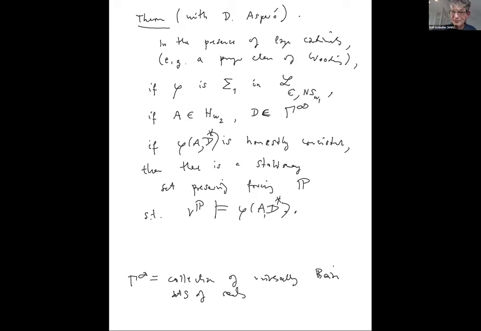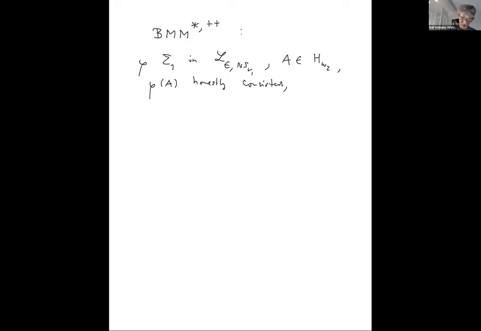And what's the point of this whole thing? Let me introduce, so now we turn to forcing axioms and star. Let me introduce the following forcing axiom. Bounded Martin's maximum star plus plus is the following statement. If phi is sigma one in the language of set theory with a predicate for the non-stationary ideal, and A is a subset of omega one, and phi of A is honestly consistent, then phi of A is true.